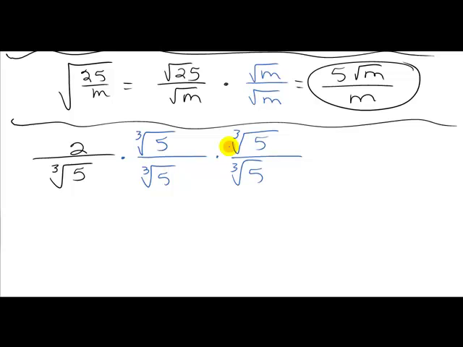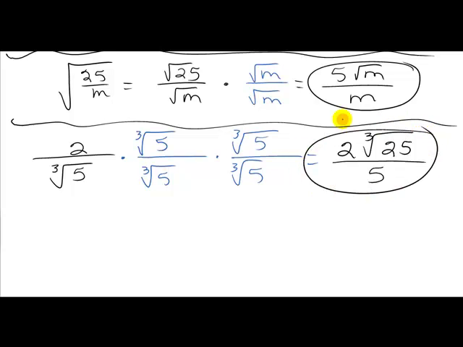So when I look at this one, at the bottom I'll end up with the cube root of 5 times 5 times 5, which is 125. The cube root of 125 goes back to the 5. The 2 is still on the outside. And then we have the cube root of 5 times 5, 25. Everything is simplified, and so this is our answer.